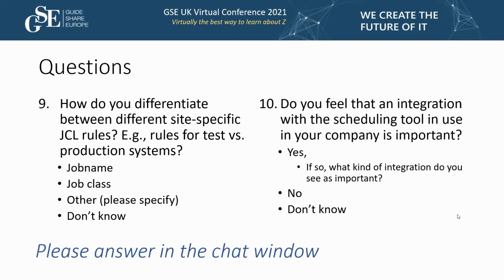We are almost there. Do you feel that an integration with a scheduling tool in use in your company is important? And if yes, what kind of integration? We mentioned a couple. So the variable substitution and the possibility to launch in context from the scheduler the JCL checker tool.